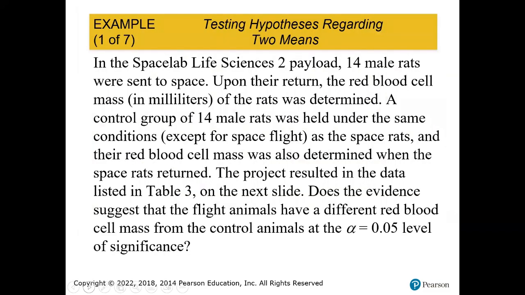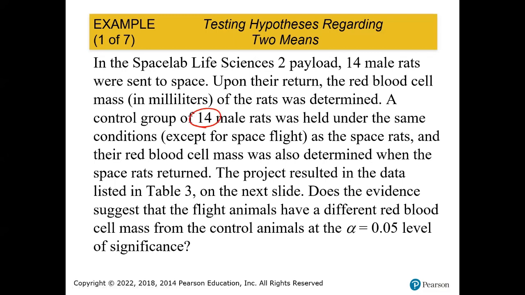In the Space Lab Life Sciences 2 payload, 14 male rats were sent to space. Upon their return, the red blood cell mass in milliliters of the rats was determined. A control group of 14 male rats was held under the same conditions except for space flight, and their red blood cell mass was also determined when the space rats returned. The project resulted in the data listed in Table 3 on the next slide. Does the evidence suggest the flight animals have a different red blood cell mass than the control animals at a 0.05 level of significance?